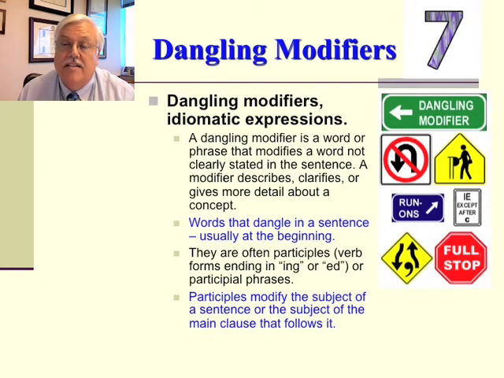Okay, number 7, dangling modifiers. Dangling modifiers, sometimes called idiomatic expressions. A dangling modifier is a word or phrase that modifies a word not clearly stated in the sentence. A modifier describes, clarifies, or gives more detail about a concept. Words that dangle in a sentence are usually at the beginning. They are often participles, verb forms ending in ing or ed, in participial phrases. Participles modify the subject of the main clause that follows them.